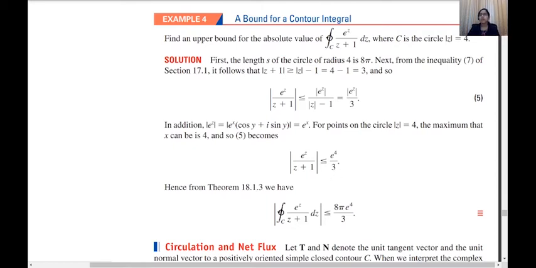Now we need to find the length of the curve. What is the length of the circle? It is nothing but the perimeter of the circle, of radius 4 here. The perimeter is 2 pi r, that is 2 pi into 4, which is 8 pi. So the bound is nothing but 8 pi e raised to 4 by 3, right? So this is how we determine the bound.